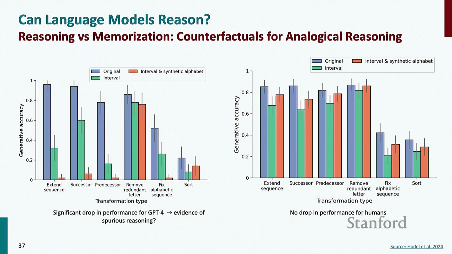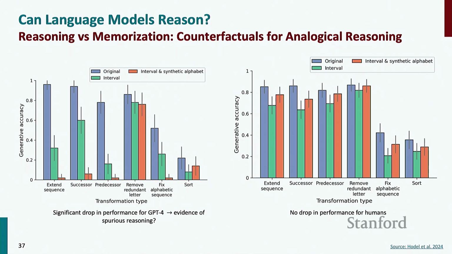The first thing that we find is that there's a significant drop in performance as we go from the standard analogical reasoning problem to one of these counterfactuals, where we either change the alphabet or change the description of the task so that it becomes slightly unnatural. On the other hand, the authors also did this exact same experiment on human subjects, where they find very little decrease in performance. Okay. So overall, what this result suggests is maybe there's some reasoning, maybe there's some memorization, but there's nothing systematic. Okay. So again, this is all emerging.